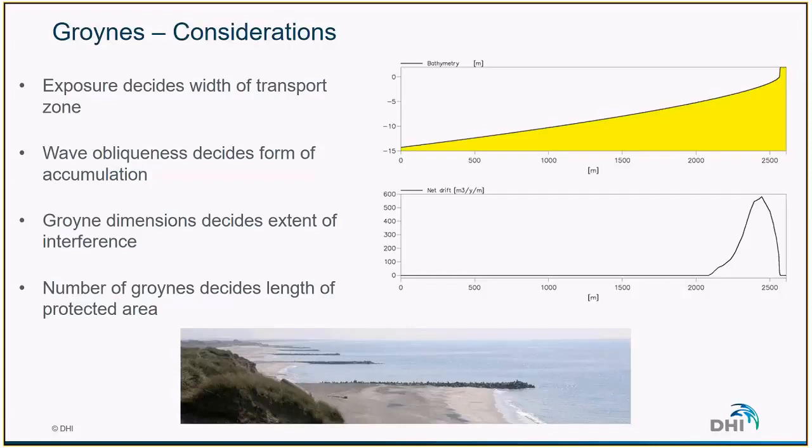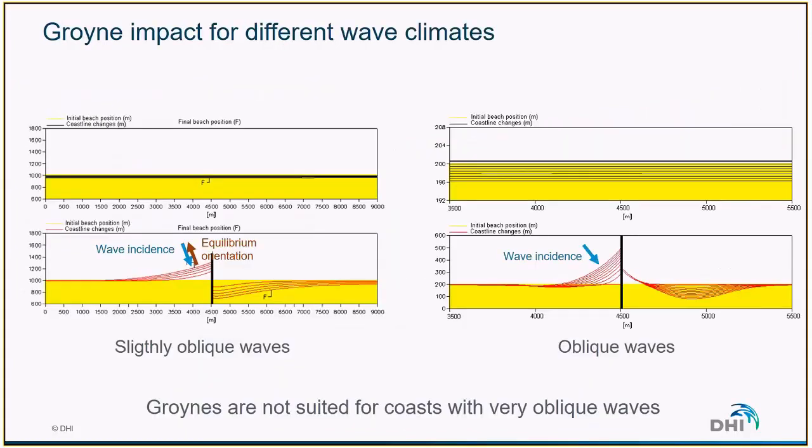Then the groin dimension decides the extent of the interference. This is valid for both sides. It will decide the extent of the accumulation on the updrift part of the coast, and also the length of the stretch of coast which is subject to erosion because of the structure. And then finally, the number of groins when they're used as part of a groin field will also decide the length of the protected area.